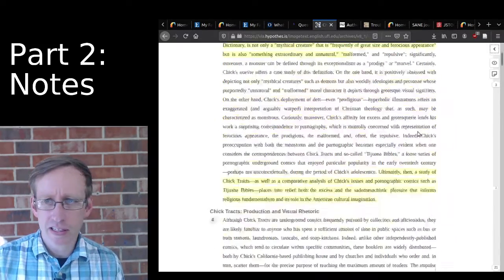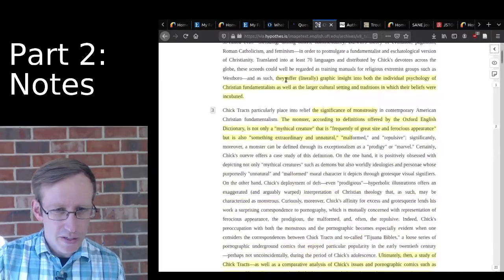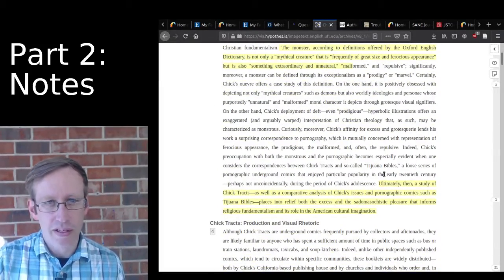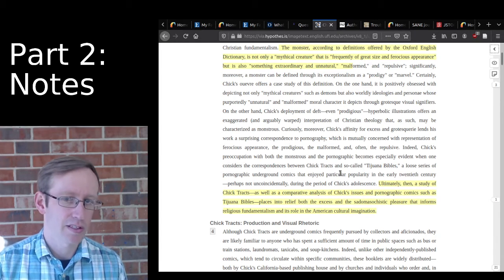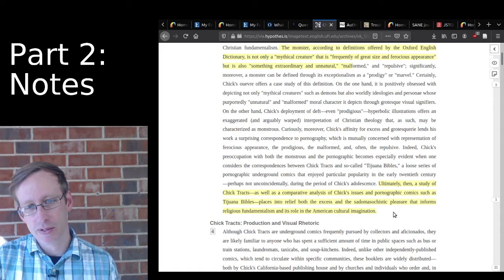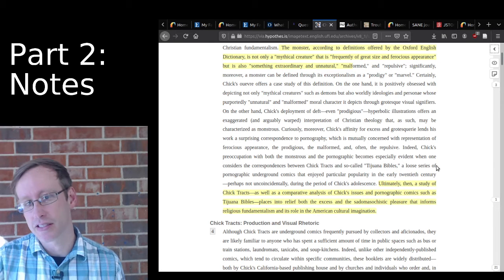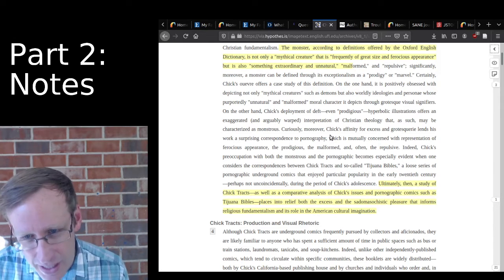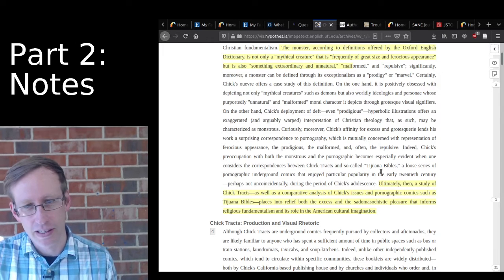So I'll take a look at the article. It gives you an introduction, and the introduction concludes with the thesis, a structure you see often. So ultimately then, a study of chick tracts as well as a comparative analysis of chick issues and pornographic comics such as Tijuana Bibles places into relief both the excess and the sadomasochistic pleasure that informed religious fundamentalism and its role in the American cultural imagination.